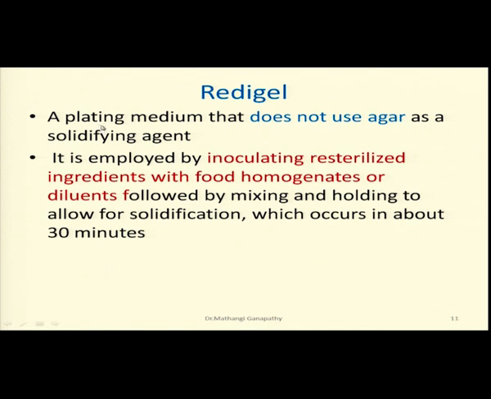Ready gel. This is a plating medium that does not use agar as a solidifying agent, and it is employed by inoculating a re-sterilized ingredient with food homogenates or diluents, followed by mixing and holding to allow for solidification, which occurs in about 30 minutes. So in ready gel you do not have any agar; instead the re-sterilized ingredients along with the food homogenates are mixed together and then allowed to solidify, which happens in about 30 minutes.